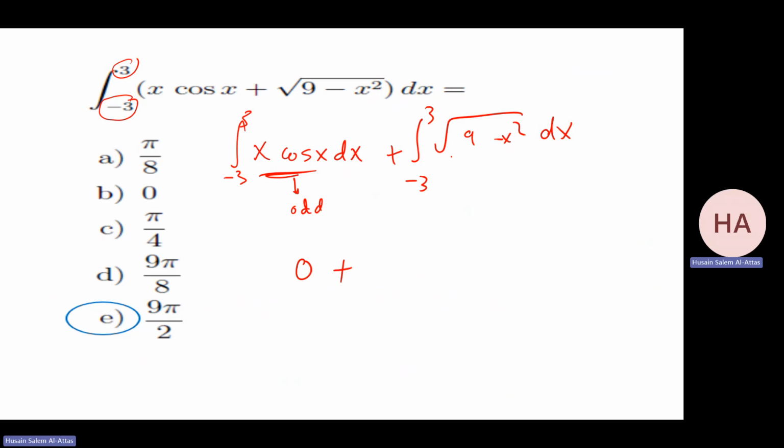And this one, I know how to find it using the area, like what we did before. It's like the area of a half circle. So it will be half times pi r squared, which is 3 squared. So I have 9 pi over 2. So I split it: this is odd, so 0, and this one is an area. So this is my answer.